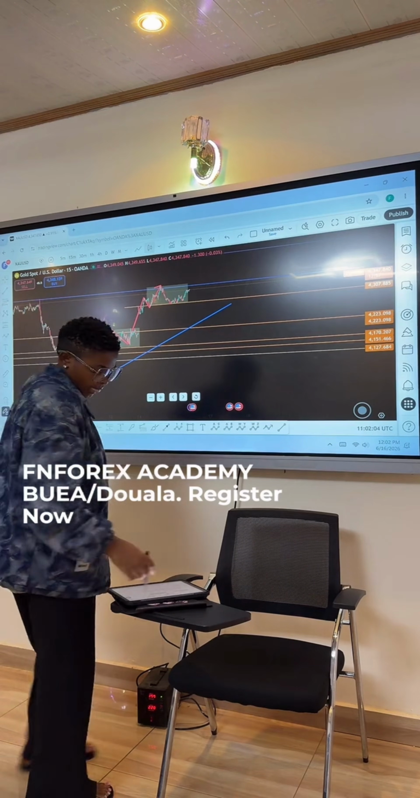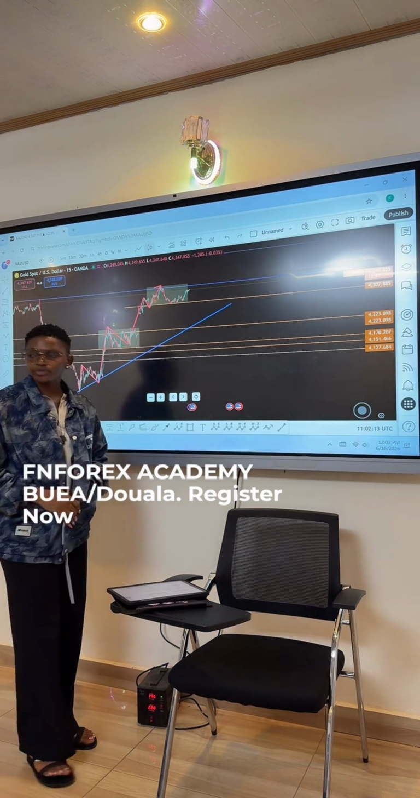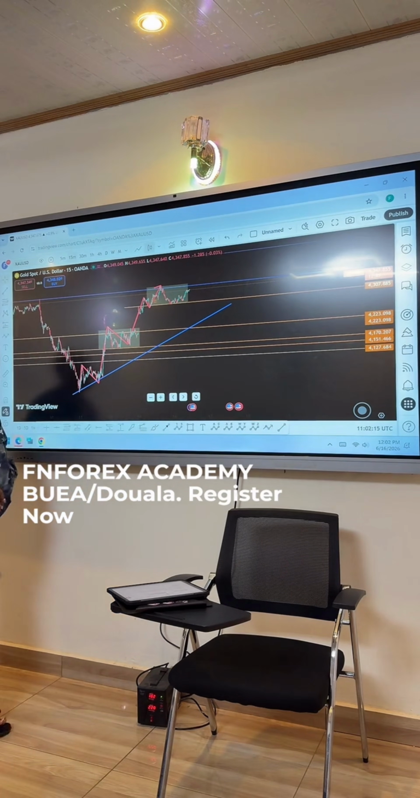Step two. Wait for a clear breakout, in brackets.